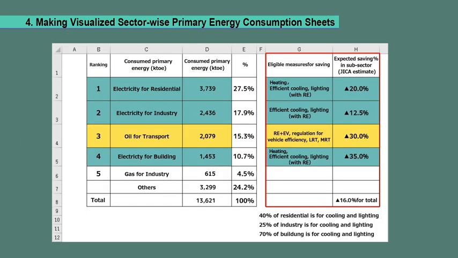The table on right shows expected sector-wise energy efficiency rates according to our experience. A possible EE and C of 20% in residential through efficient heating, cooling and lighting, for instance. About 12.5% is possible in industry through efficient cooling and lighting, and 30% in transport through multiple measures. A possible 35% for buildings through efficient lighting, heating and cooling. Focusing on these 4 sectors and implementing appropriate EE and C measures could reduce the consumption of primary energy by 16%.